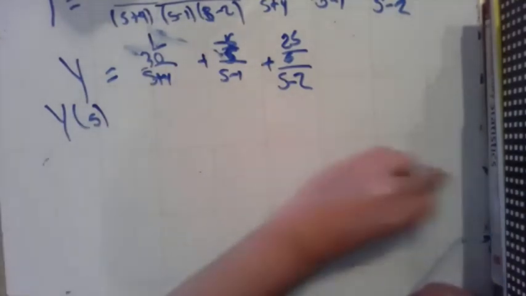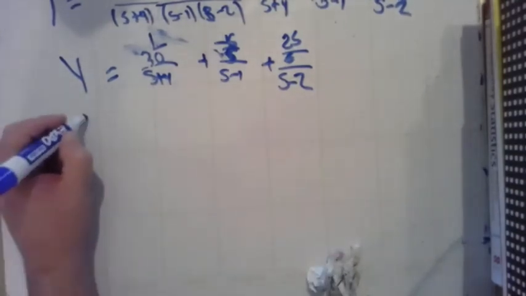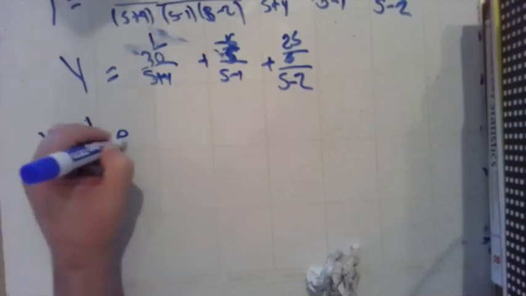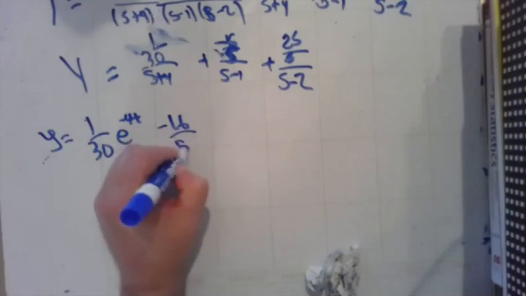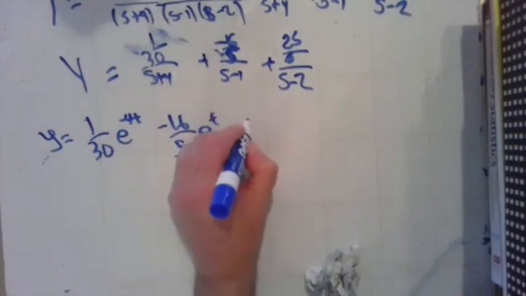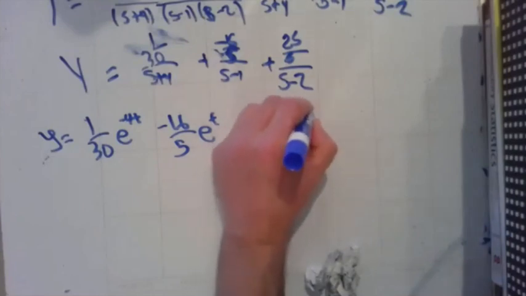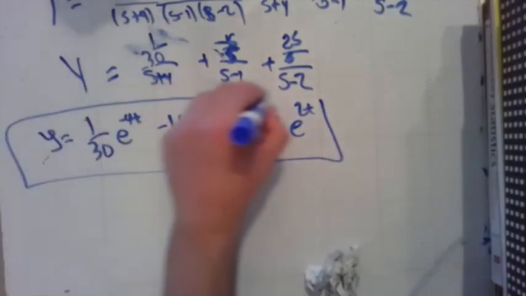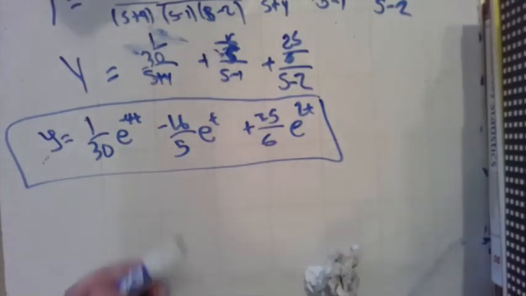And now I have solved this differential equation without doing any calculus at all. I get y equals 1/30 e to the negative 4t minus 16 over 5 e to the t plus 25 over 6 e to the 2t. There is the solution to this initial value problem. And I got there without doing calculus. I did algebra, a whole bunch of nasty algebra, but just algebra.